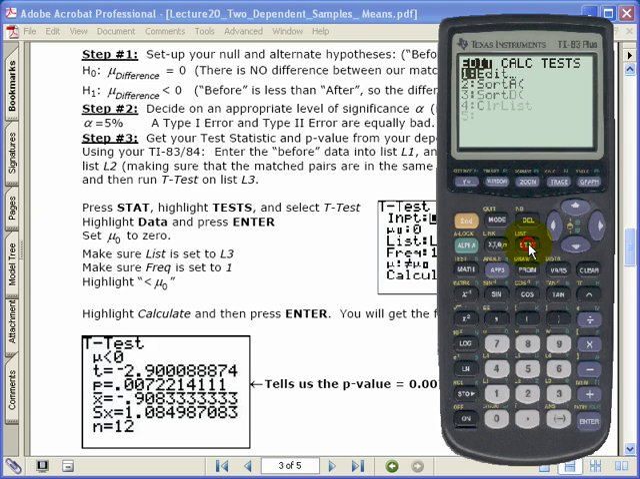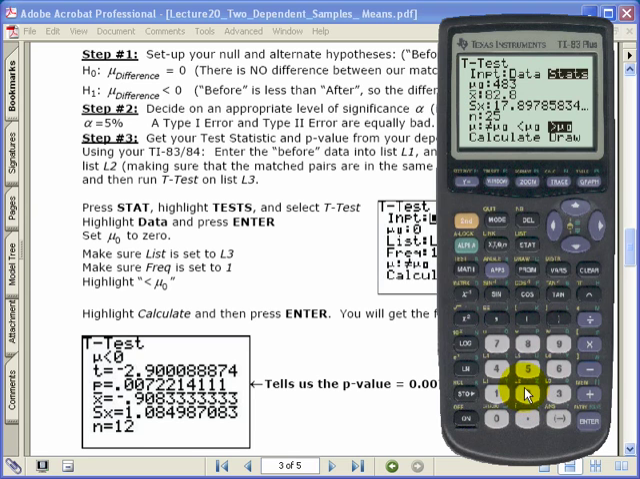We're going to press Stat, press the right arrow key twice to highlight Tests, and we want to select T-Test. So I'll press 2 to select it. Now, we've got the data in the list, so I've got to highlight Data here. So I'll press my arrow key and hit enter. And see how this changes here.